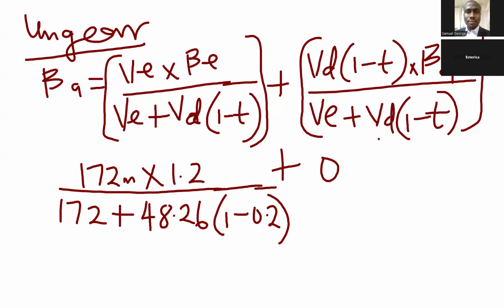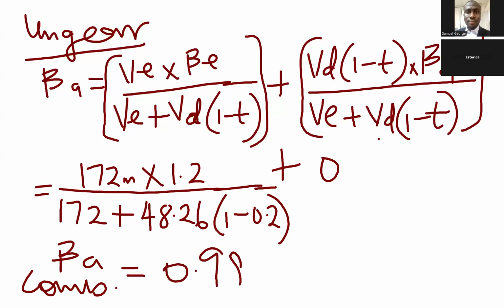So what do we have here? The beta assets combined will now be equal to 172 multiplied by 1.2, divided by, open a bracket, 172, plus, open another bracket, 48.26 times 1 minus 0.2, which is 0.8. Close that bracket, close the second bracket. Okay, I have 0.98. 0.98 is the beta assets.